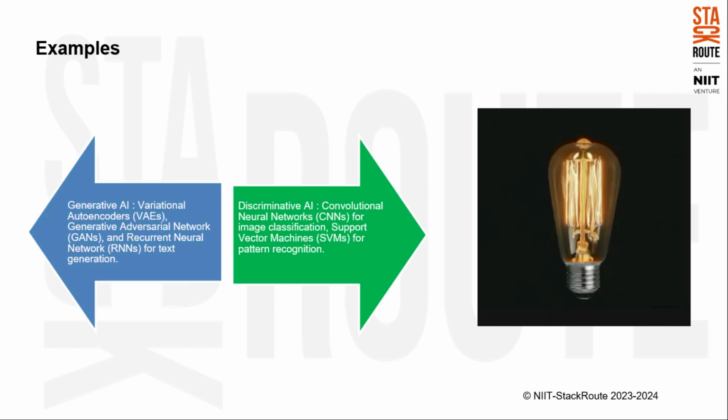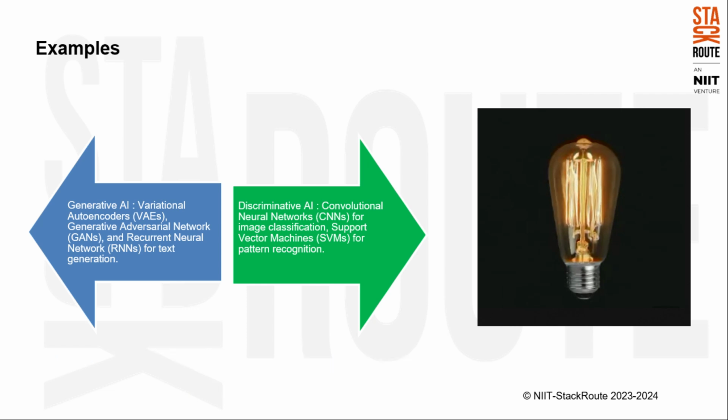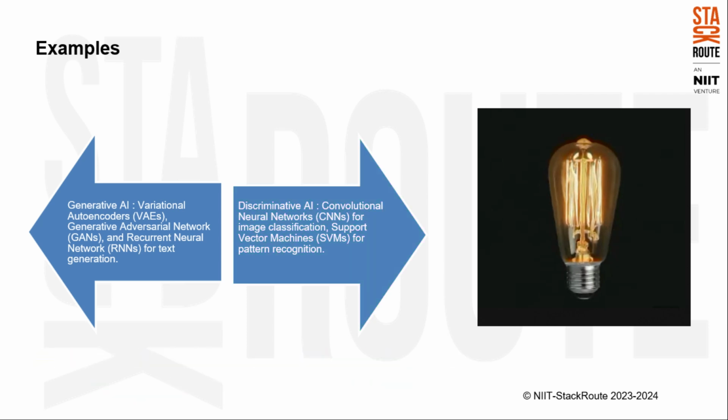Discriminative AI. 1. Convolutional neural networks, CNNs, for image classification. CNNs are widely used in image recognition and classification tasks. 2. Support vector machines, SVMs, for pattern recognition. SVMs are a popular discriminative model used for pattern recognition and classification tasks.